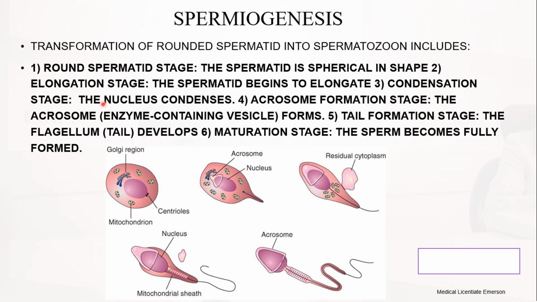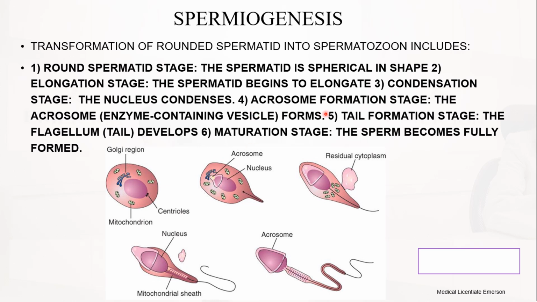Then let's go to the second stage, which is the elongation stage. So the spermatids begin to elongate. Okay. Then stage 3, condensation stage. So in the condensation stage, the nucleus actually condenses. Okay, here it was like this, and here it is now condensing.